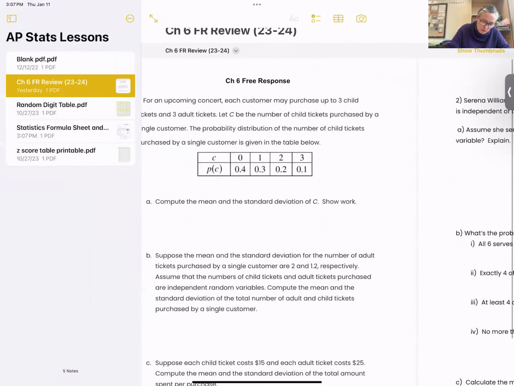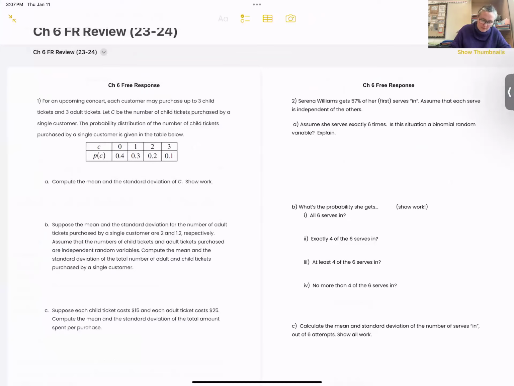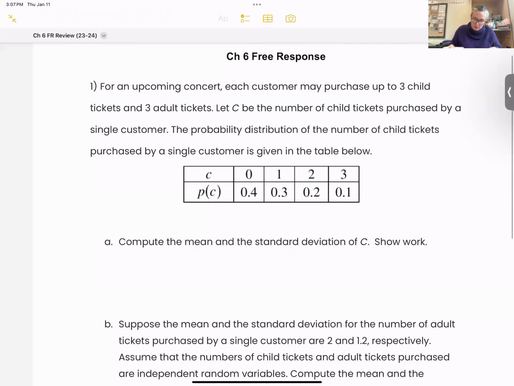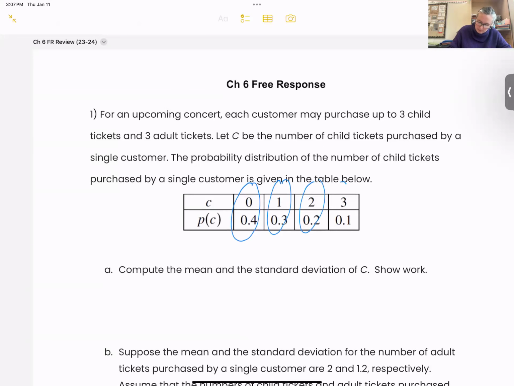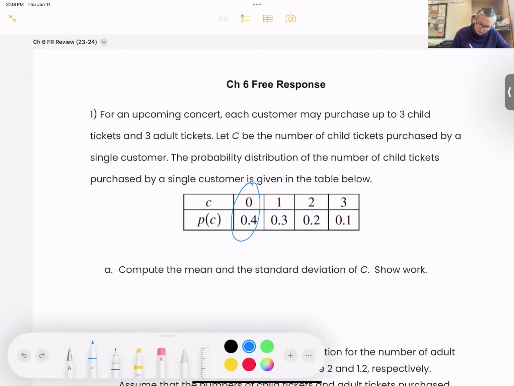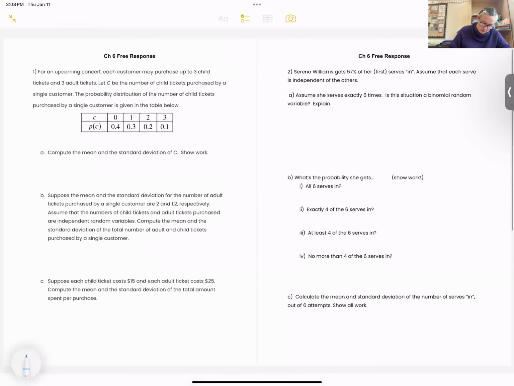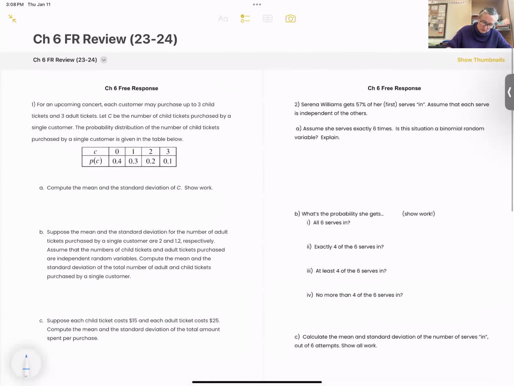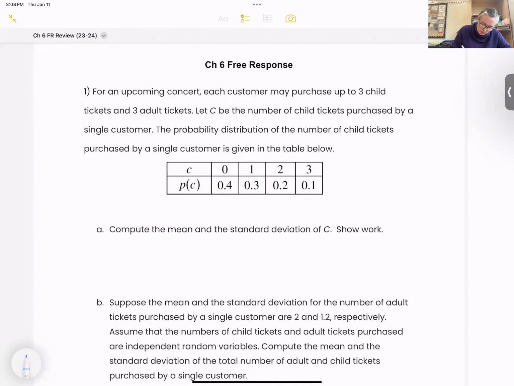Okay, so let's do it now with this problem. Compute the mean and standard deviation, show work. So the mean basically means multiply these, separately multiply these, separately multiply these, separately multiply these, and then add them up. That's what the formula is telling you to do. Now, I won't make you write out all of that because it takes forever. You can just write out the first term. So 0 times 0.4 plus ... to kind of show the pattern of what you would have done.